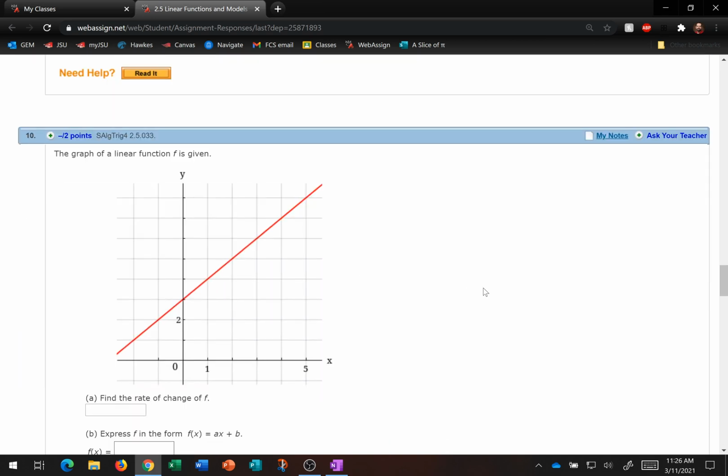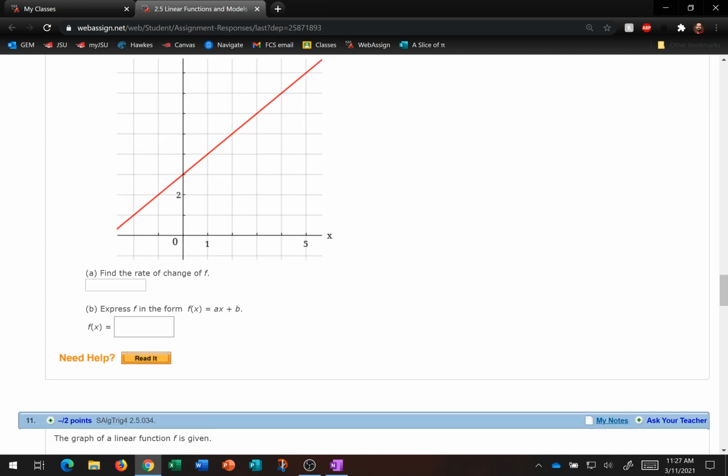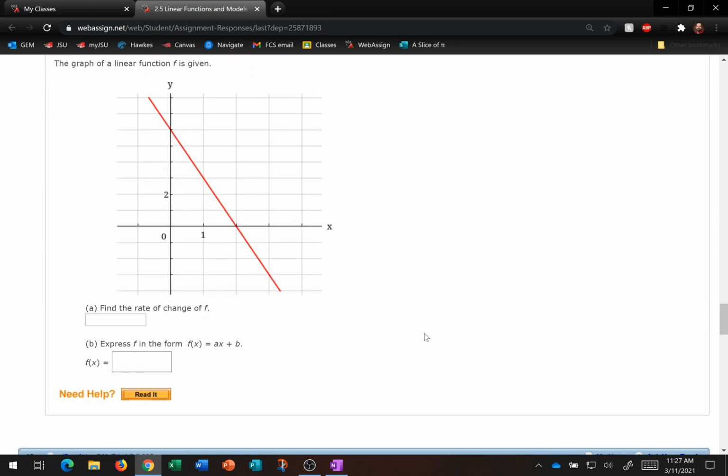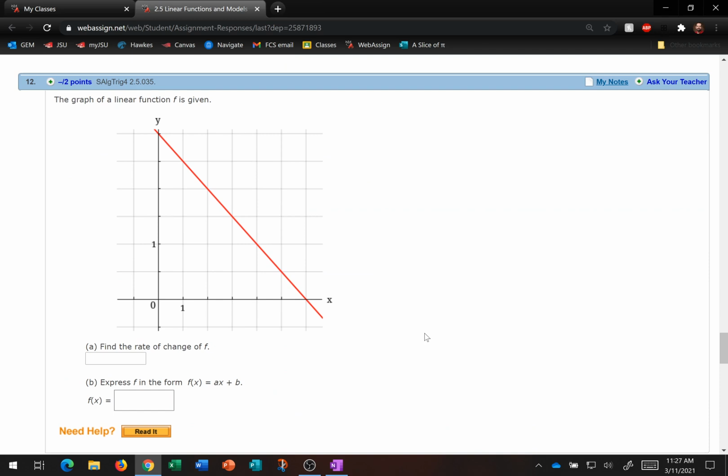Same thing. This one gives us the graph and says find the rate of change. Remember, that's like figuring out the slope. So you start at a point on the graph, count up and over until you get to the next point on the graph. So this one, 1 up, 1 over. Slope would be 1. Okay, plug it in. Okay, so nothing too bad there.